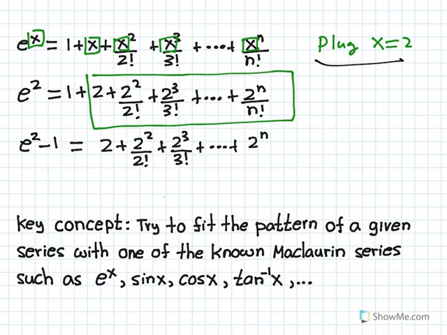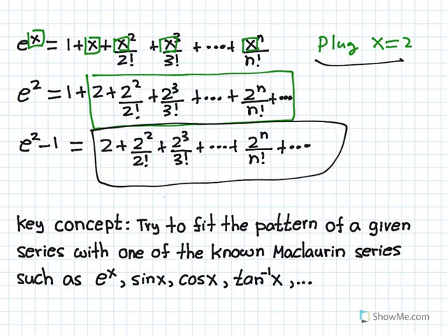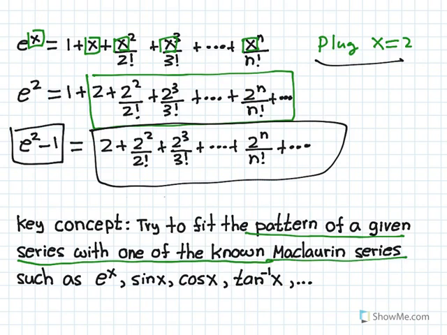The general term is 2 to the n divided by n factorial. And this is an infinite series, so we should actually put dots after that as well. So now we have found the sum of this infinite series, and the sum is e squared minus 1. The key concept is to try to fit the pattern of a given series with one of the known Maclaurin series, such as e to the x, sine x, cos x, tan minus 1 x, because these are some of the most common Maclaurin series.